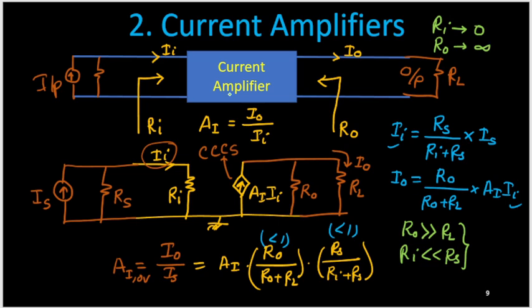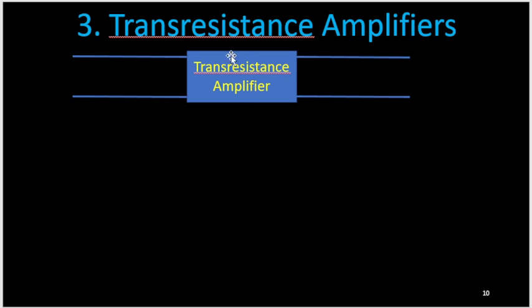Now we will consider the transresistance amplifier. In the transresistance amplifier, you can see what we need to consider is this one. So we will define the gain of this transresistance amplifier. I will call it AR. It's a resistance, and resistance means voltage upon current. So the numerator is the output, the output voltage, and the denominator is the input current. So I will consider the output voltage this way.